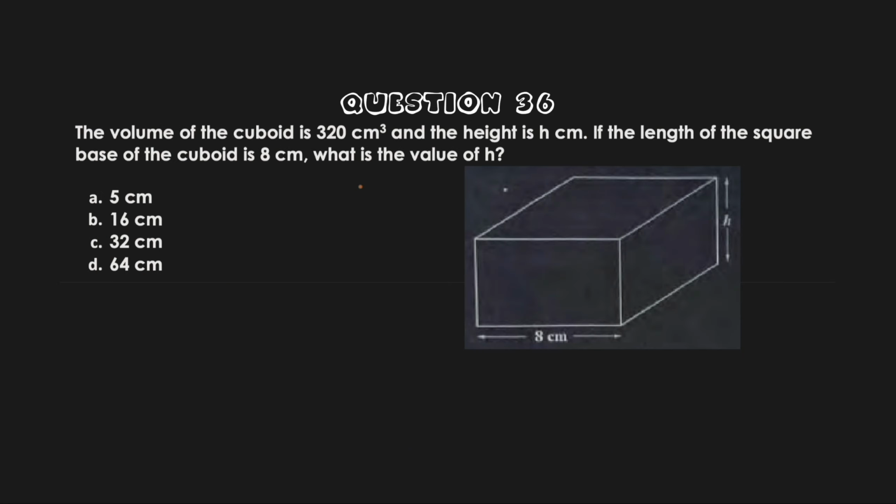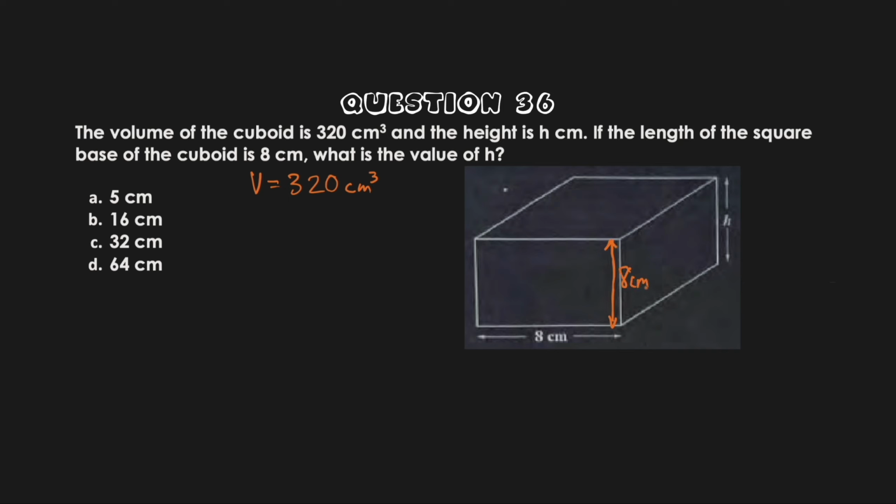So this one says the volume of the cuboid is 320 centimeters cubed. So the volume V is equal to 320. And the height is h. As you can see here, the height is h. If the length of the square base of the cuboid is 8 centimeters, what is the value of h? So they're saying that this is a square, even though it does not look like one, it is a square.